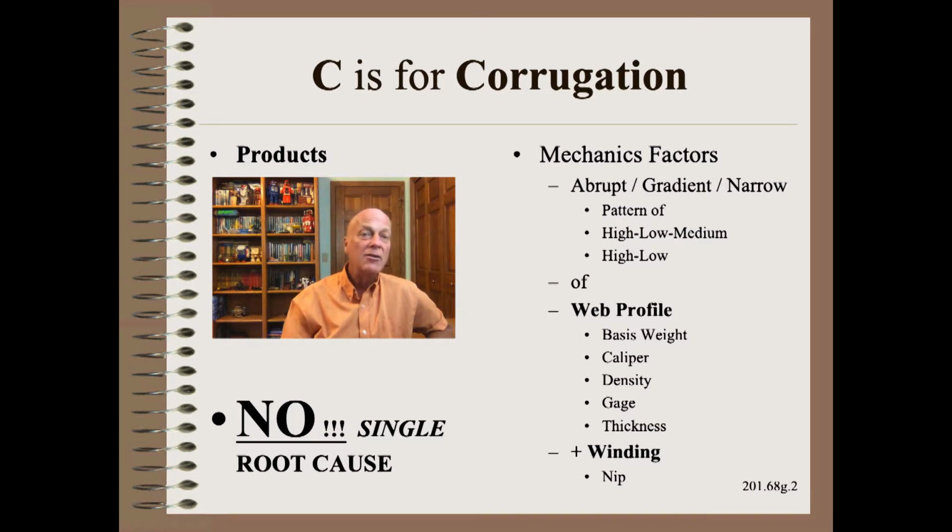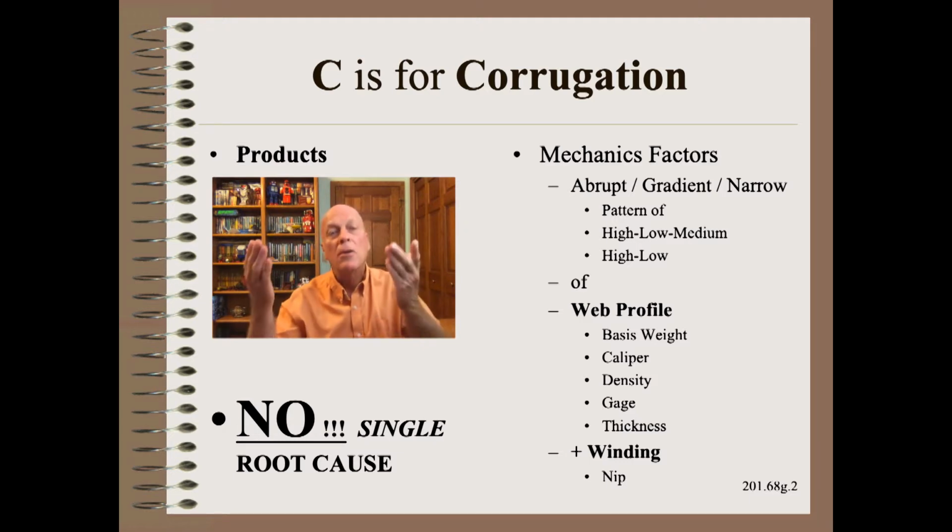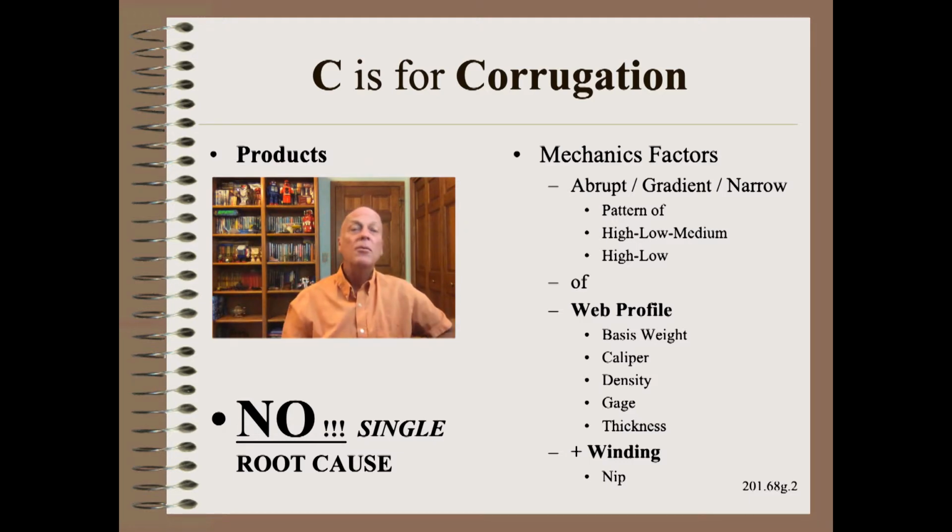The second major factor is winding, most especially the winding nip, as we will see. It is not possible to have a corrugation merely due to winding. You must also have an uneven profile.